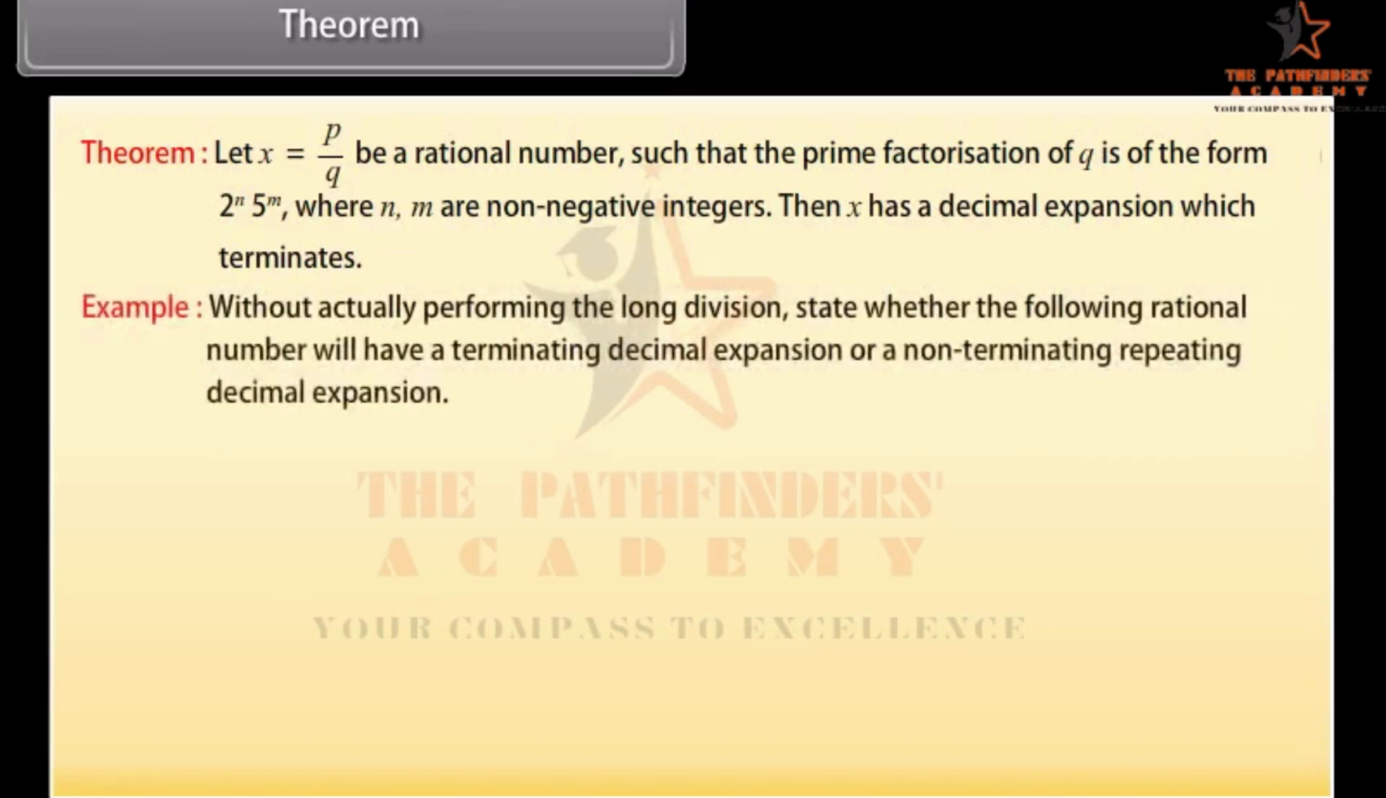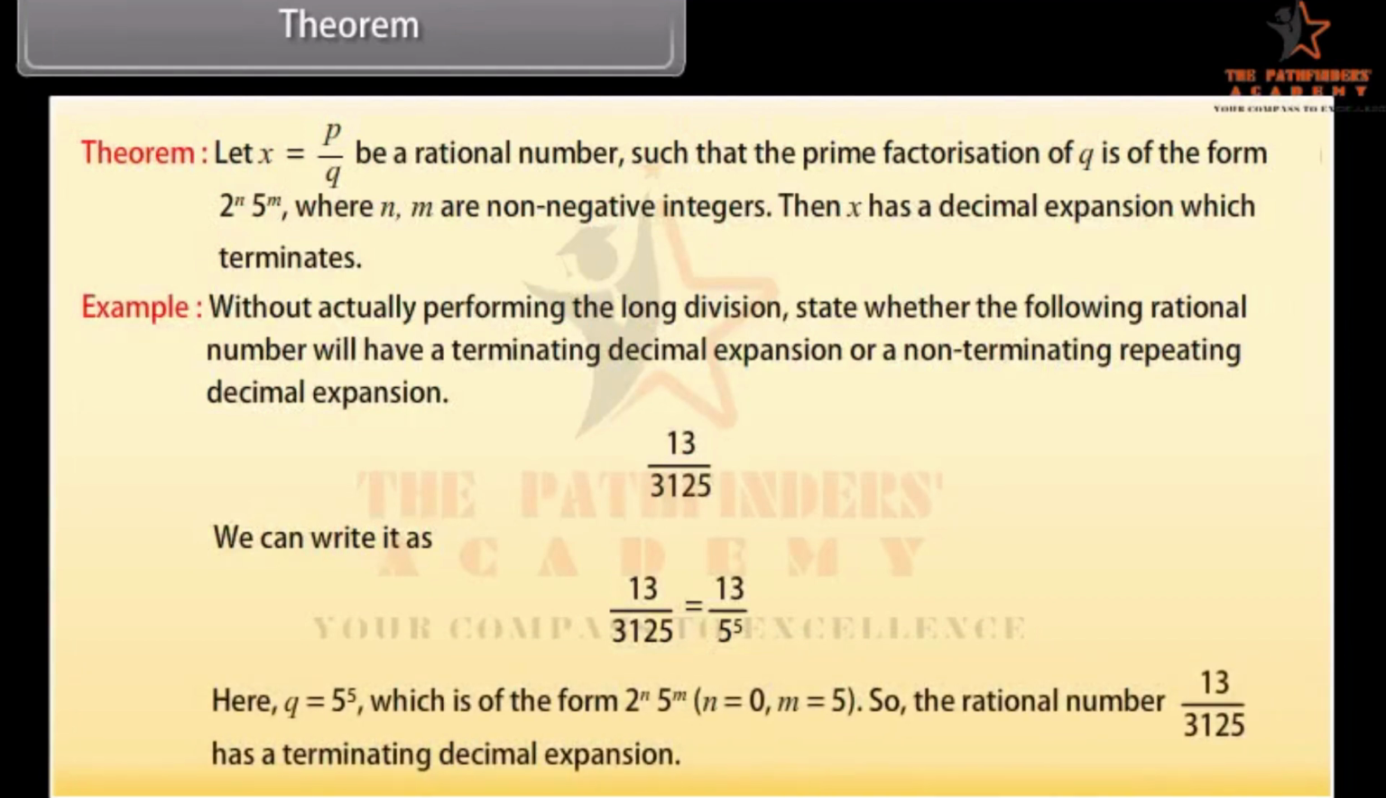Let us solve an example. Without actually performing the long division, state whether the following rational number will have a terminating decimal expansion or a non-terminating repeating decimal expansion. 13 upon 3125. We can write it as 13 upon 3125 is equal to 13 upon 5 raised to the power 5. Here q is 5 raised to the power 5, which is of the form 2 raised to the power n, 5 raised to the power m, n is equal to 0, m is equal to 5. So the rational number 13 upon 3125 has a terminating decimal expansion.